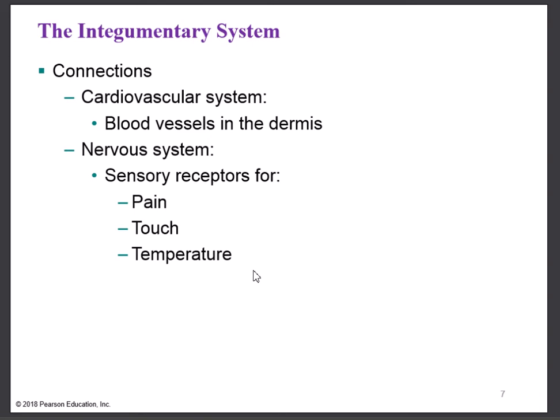The other system that is important as far as being connected to the integument is the nervous system. We have receptors in our integument for pain, touch, and, though I didn't put it here, pressure, vibration, hot, cold. I put temperature. All throughout the integument, we have these receptors that send information to the nervous system to interpret the changes taking place all about our skin.